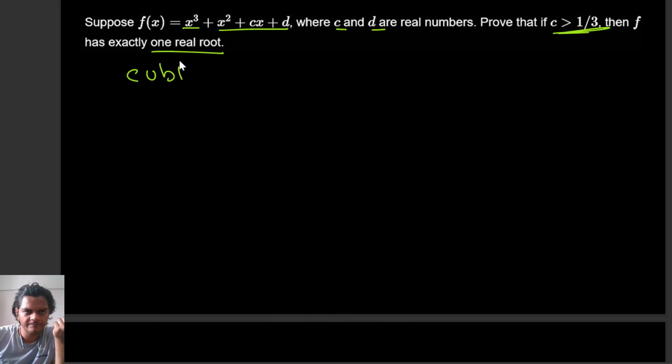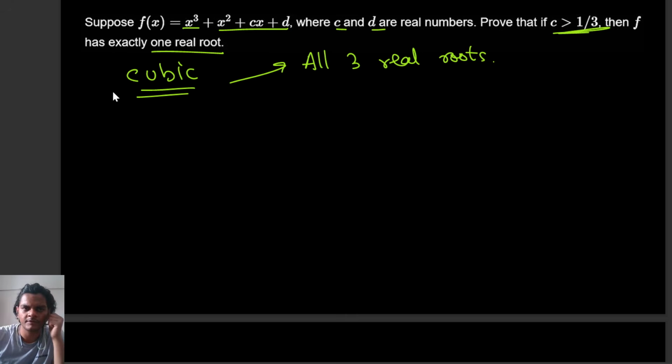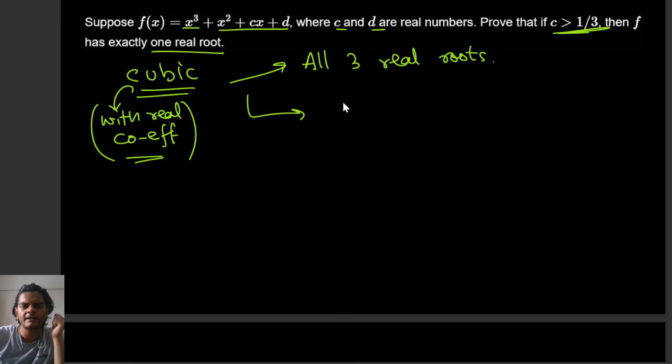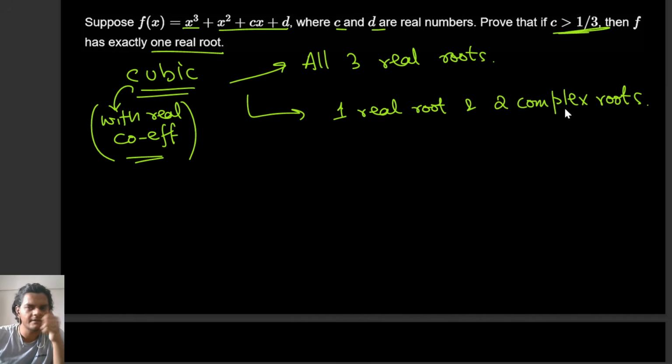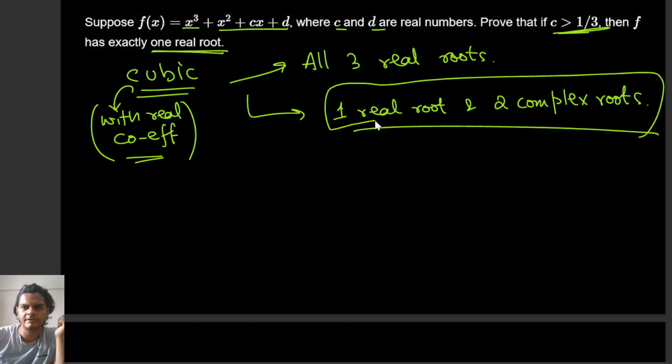So in a cubic with real coefficients, I'm talking, either it has all three real roots, or it can have one real root and two complex roots. And our question is asking exactly one real root. That means we want this to happen. So when does this happen?